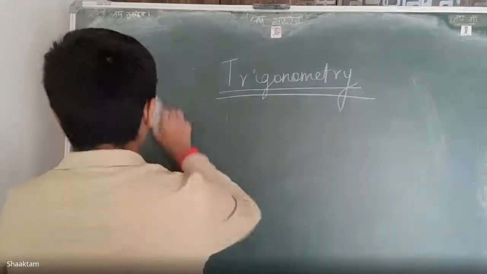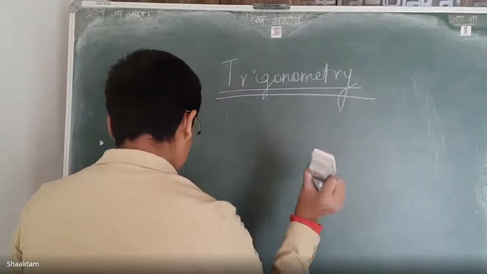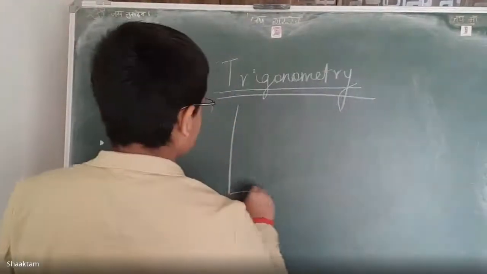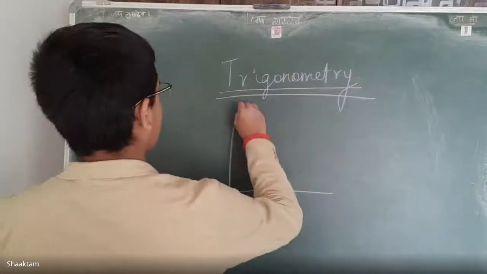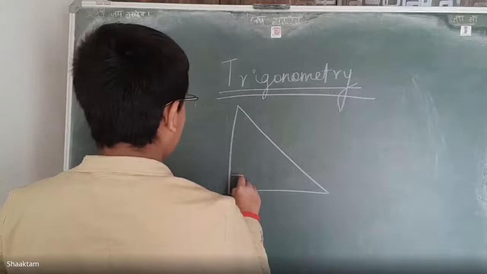In the concept of trigonometry, what we'll be dealing with most is right angle triangles. Right angle triangles are those kinds of triangles whose one angle is equal to 90 degrees.